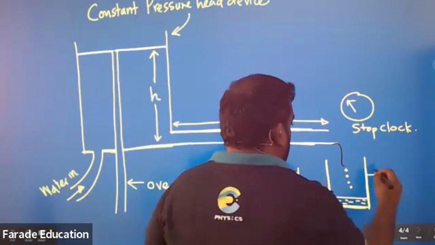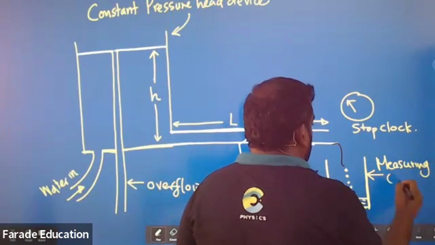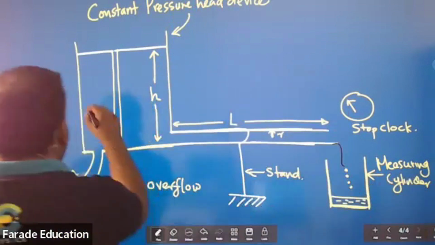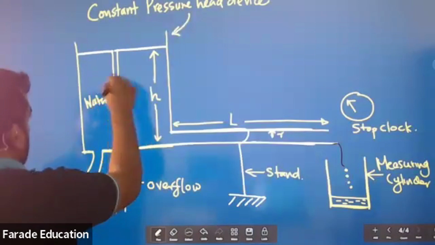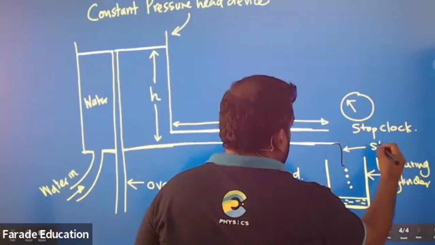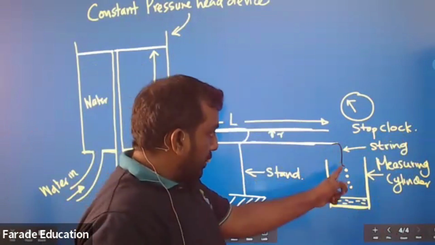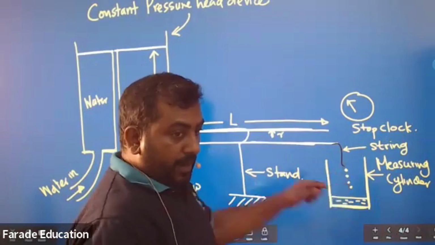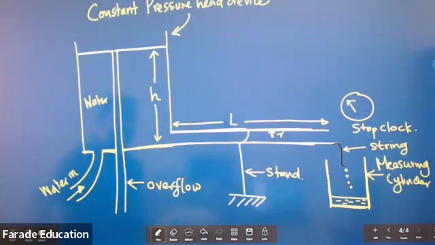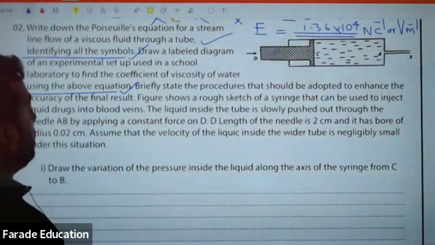This is your measuring cylinder or flask. Water is flowing through. This is your piece of string. Why do you put a piece of string? So that it will fall drop by drop. Drop by drop, streamline flow is maintained. Flow velocity is going to be very, very low. That is also done.